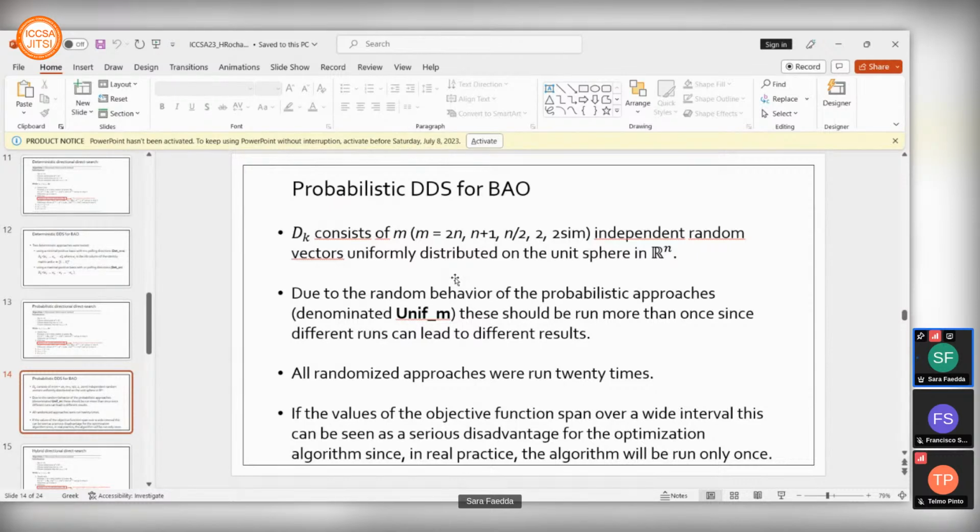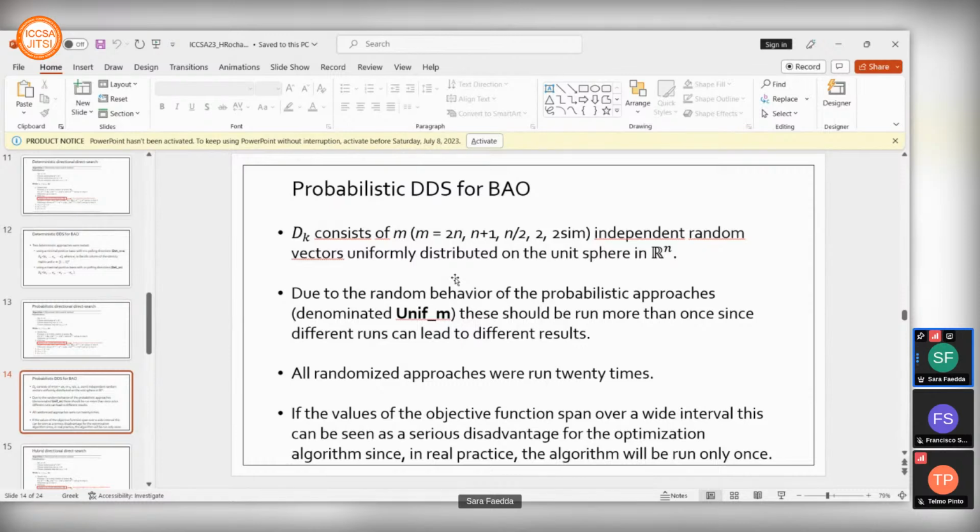And we test independent random vectors uniformly distributed on the unit sphere, exactly as they state in that paper. So due to the random behavior of this approach, we need to run this more than once, because every time we run this, it's a different result. So we run this 20 times.